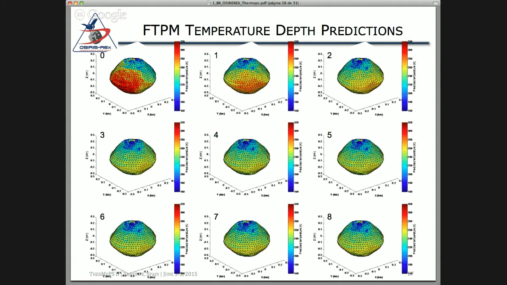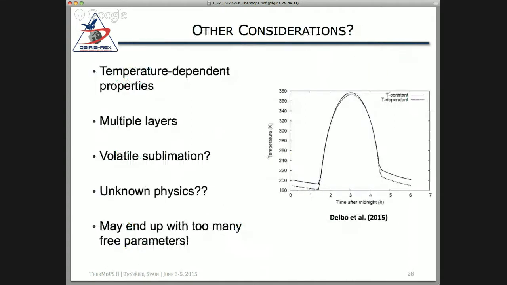There are situations that we might not have thought of including in the model, such as temperature-dependent properties, and Marcov showed this in the first talk of this session. As you can see, there is some divergence between temperature-constant and temperature-dependent properties, which is important close to the terminator on the night side, which we are not currently taking into account.